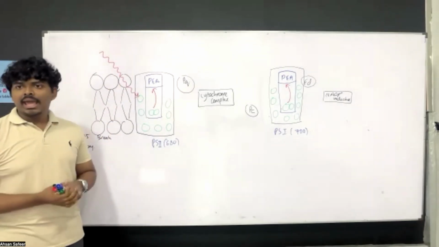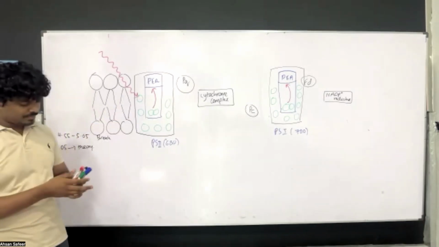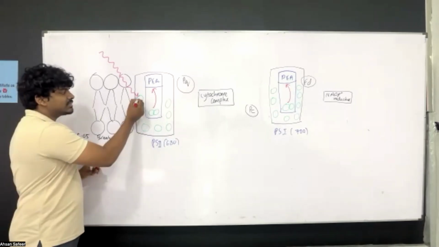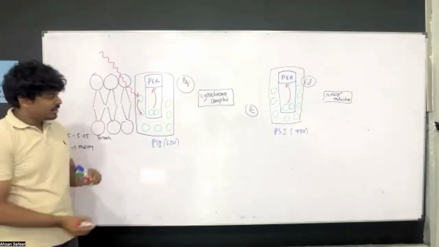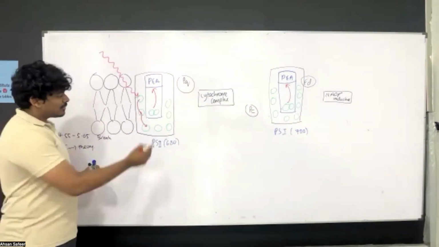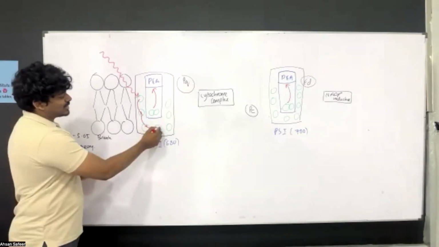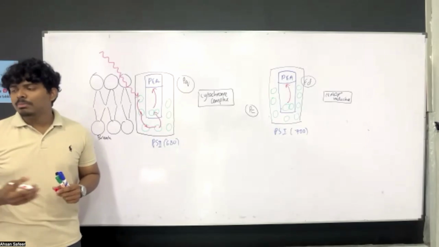This light excites this photosynthetic pigment. That excitation, or that energy, is transferred from this photosynthetic pigment to this photosynthetic pigment, and on to the next one, and the next, until it reaches this pair of chlorophyll A molecules.